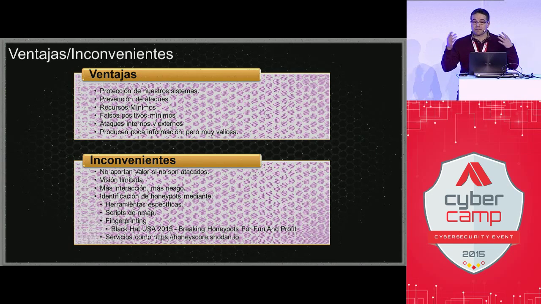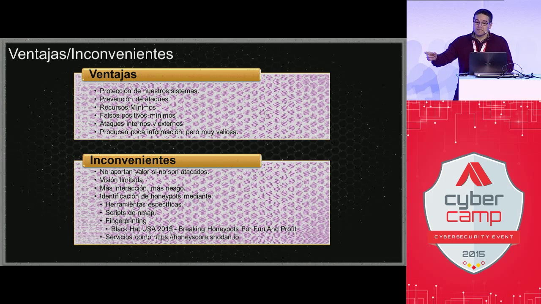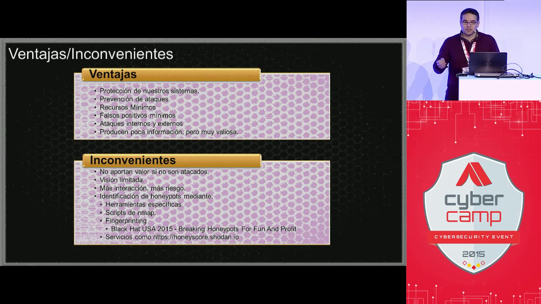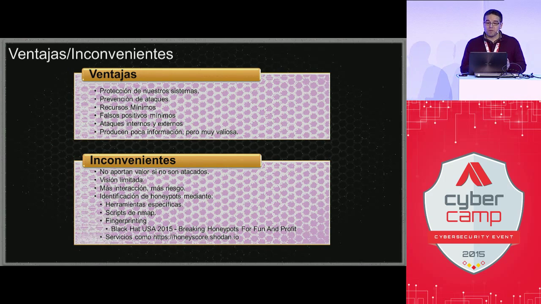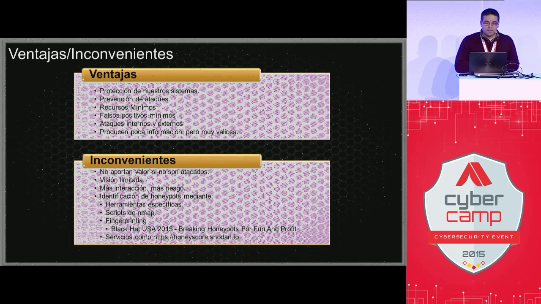Advantages: protection of our system, preventing attacks, minimum resources. As I said, you can just install it on a Raspberry Pi, and we can set it up in another network to find out what is happening there. Minimum false positives, so detection of internal and external attacks, and it produces little information but valuable information.